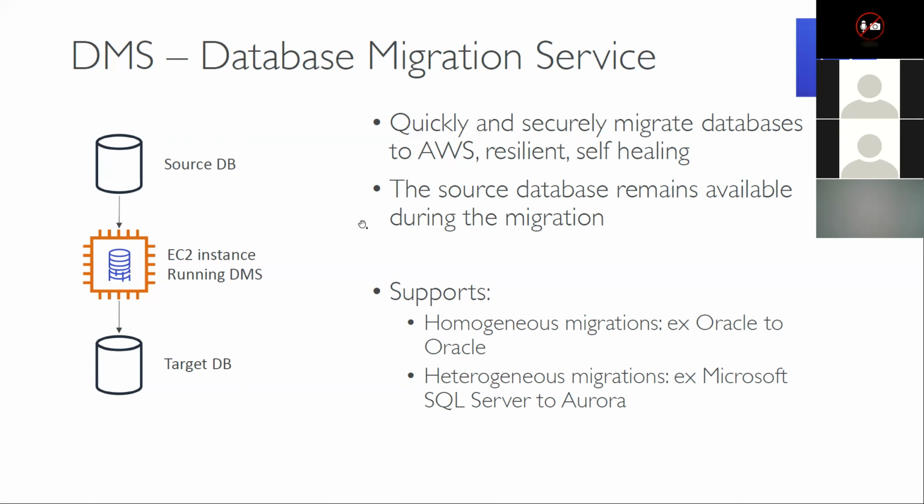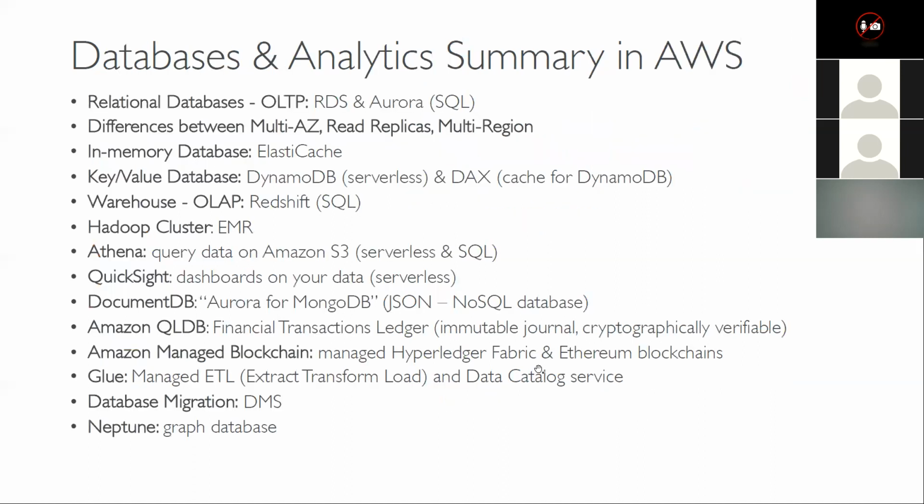Okay? It supports homogeneous migration. So when you say homogeneous, from different, what do they call that? Different collation, to another collation. Like SQL, there's different collation. Oracle, there's different collation. So it can do Oracle to Oracle or Microsoft SQL to Aurora. Okay? Who will do that? Database Migration Service.